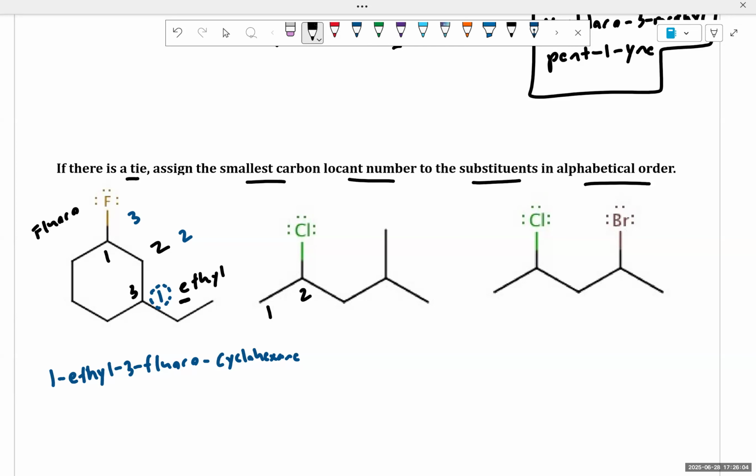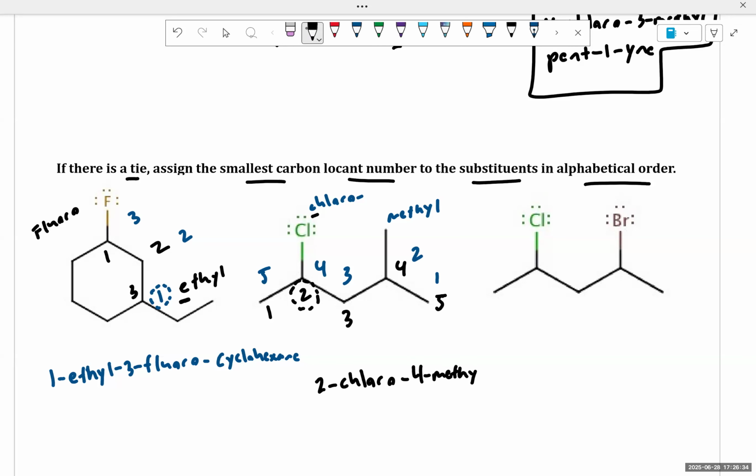So in this case, we have a choice between giving the chloro or the methyl group priority. In this case, chlorine is first alphabetically, so we're going to give chlorine the lowest locant number because there's a tie. So this would be named as 2-chloro, 4-methyl pentane.